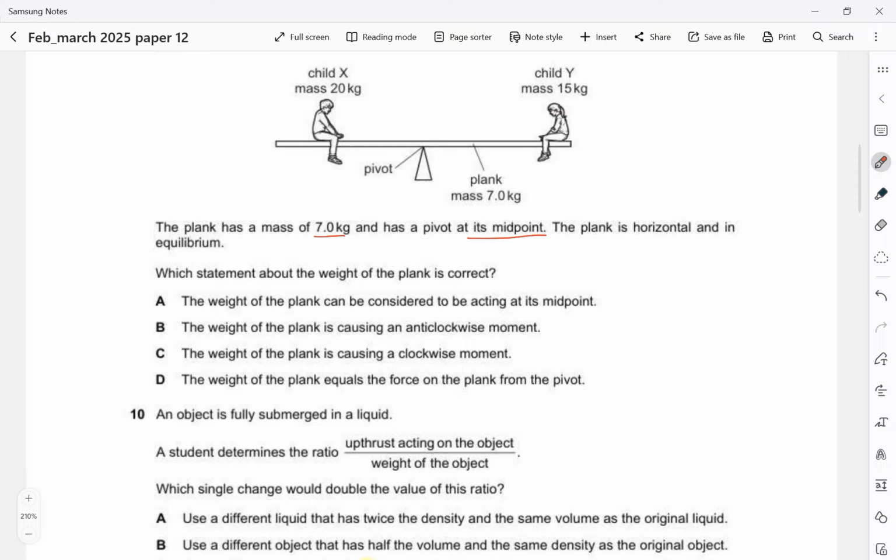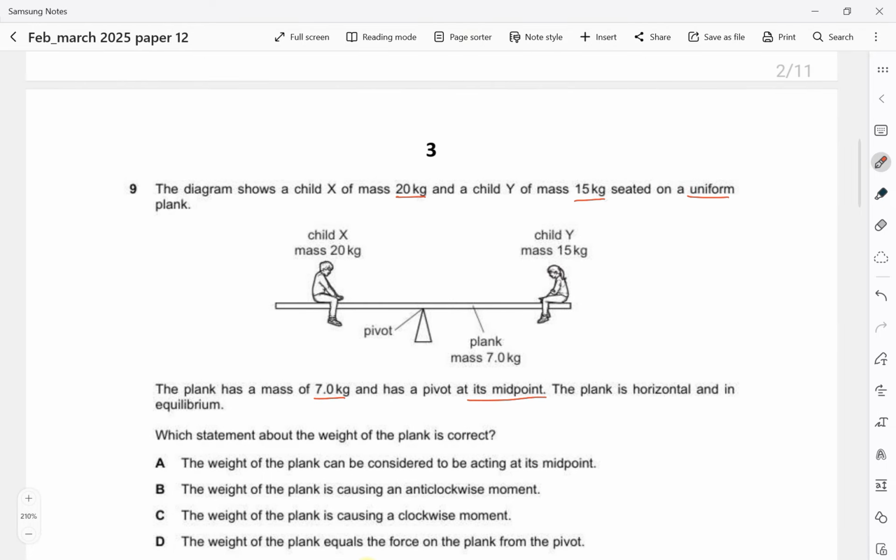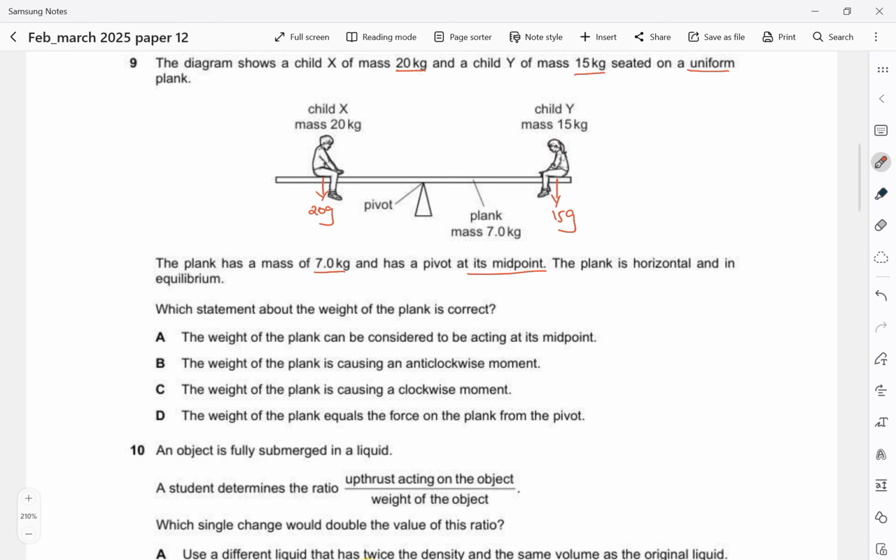The plank is horizontal and in equilibrium, which means the resultant force is 0 and the resultant moment is also 0. So the weight of this one is going to be 20 times gravity. The weight of this one is going to be 15 times gravity. Which statement about the weight of the plank is correct?